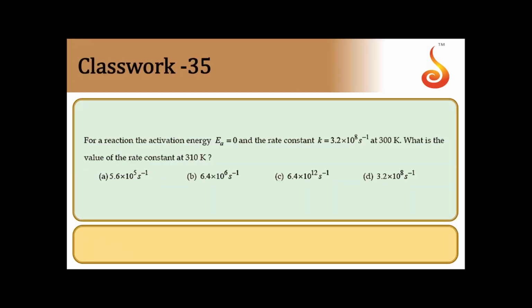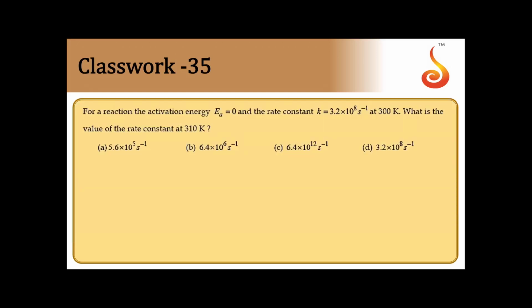Then 35. For a reaction, energy of activation EA is equal to 0, and the rate constant is given. What is the rate constant value at 310 Kelvin? The value of EA is equal to 0 means, that is a formula, K is equal to A into e to the power of minus EA by RT. When EA is equal to 0, K becomes equal to A. Means K value is a constant, independent of temperature. So K value cannot change.